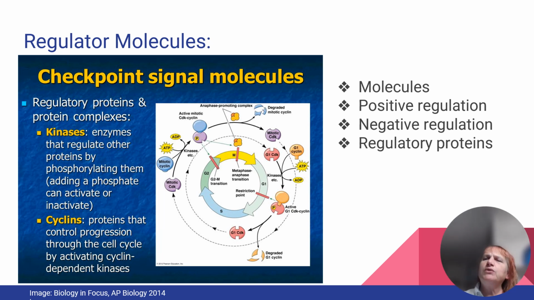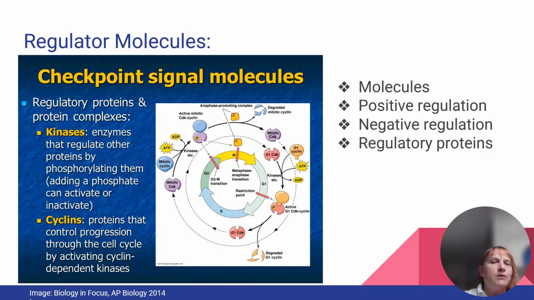Okay, so there are two groups of intracellular molecules that help regulate the cell cycle in addition to the checkpoints. The molecules are responsible for either promoting progress, which is positive regulation, or halting the cycle, which is negative regulation. Regulatory molecules can act alone, or they can influence the production or activity of regulatory proteins.